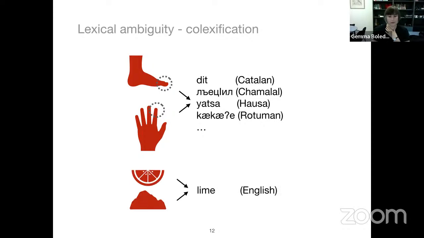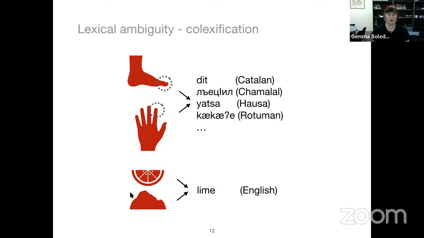Now contrast this with the situation for the word lime in English, which colexifies two meanings that we can paraphrase as a certain type of citrus fruit and a certain type of alkaline substance. I'm not aware of any other language that colexifies these two meanings. And so languages seem to like colexifying the first and not like colexifying the second pair of meanings. And so the question is, why?